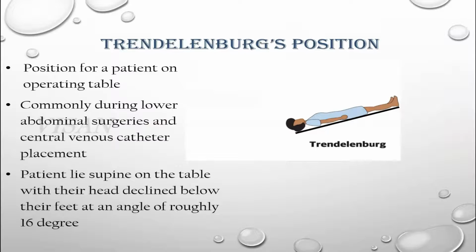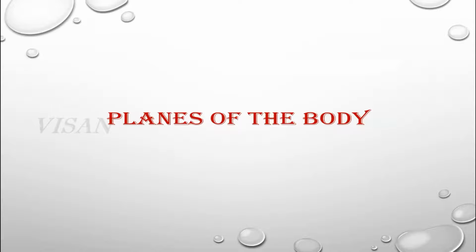Trendelenburg's position. It's for a patient on the operating table. Commonly, it is used during lower abdominal surgeries and central venous catheter placement. The patient will be lying in the supine position on the table with the head declined below the feet level at an angle of 16 degrees.